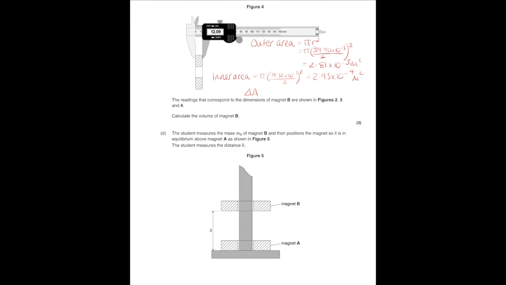You then look for the difference in area, so you subtract one from the other, and then you multiply it by the height, which is this one here, 12.09 times 10 to the minus 3, and when you do that, you end up with a volume of about 3.05 times 10 to the minus 5 meters cubed. A few people went about this in slightly different ways, but as long as I could see what you had done, then that was absolutely fine.